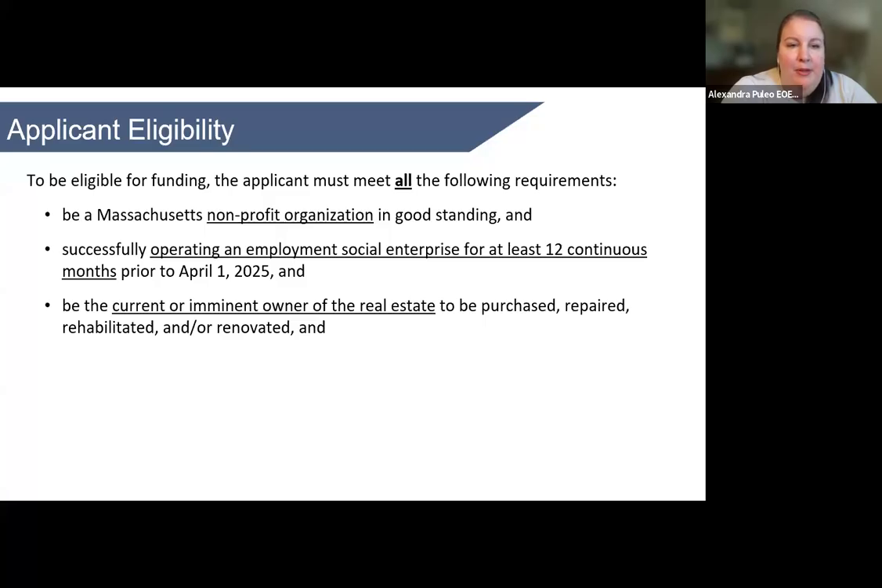The applicant should be the current or the imminent owner of the real estate to be purchased, repaired, rehabilitated, or renovated. So the applicant must be the nonprofit, and the nonprofit has to either own the real estate or be reasonably far along in the process of acquiring it. So, things like you have an accepted offer, you have a purchase and sales agreement, you have a closing date, things like that.